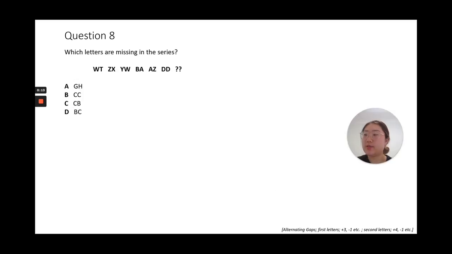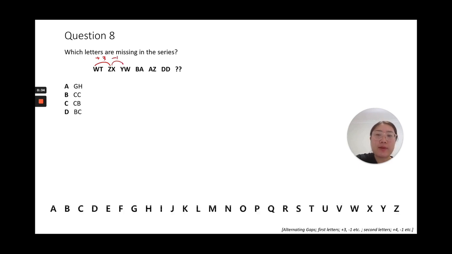Okay, question 8. We have a missing series question. Usually when they come in pairs like this, there is either a relationship within the pair or the first letters are moving a certain way and the second letters are moving another way. And the latter was correct in this case. The first letters are going +3, -1, and that pattern is repeating.